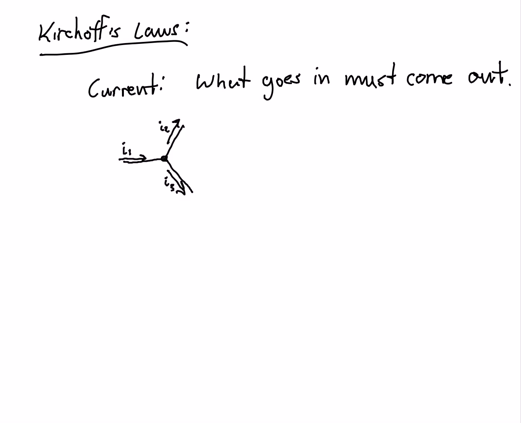In other words, at a junction in a circuit where we have some current I1 coming in and currents I2 and I3 going out, Kirchhoff's law says that what goes in, I1, must be equal to what goes out, that is I2 plus I3.